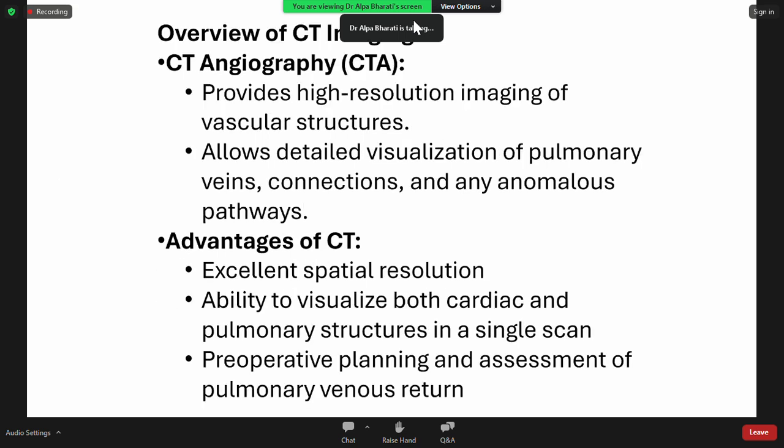So why CT angio? Again, it is very quick, high resolution imaging for detailed evaluation of pulmonary veins, connections. Everything can be done very fast, very easily on the CT. Plus, you can look at the lungs, you can look at the tracheobronchial tree. That also I mentioned why it is important. So all the things that you need on CT. So CT is usually the next step after the 2D echo.